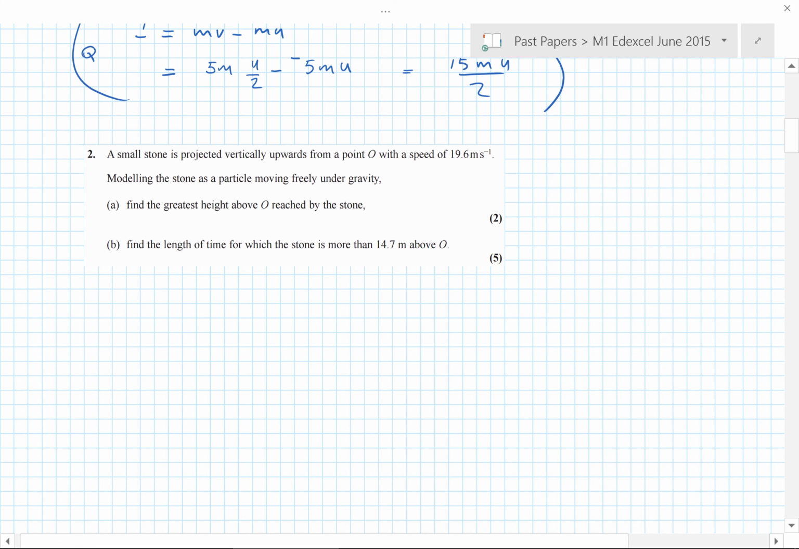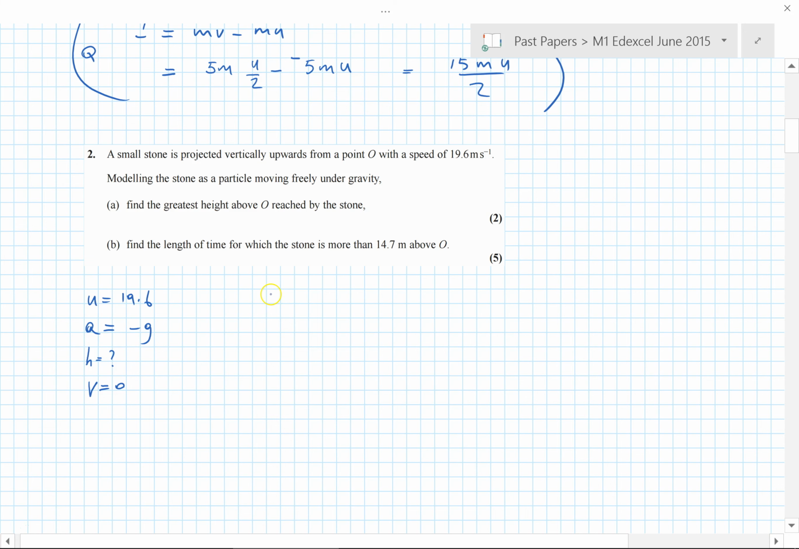Question 2, just a simple vertical motion question using SUVAT. We've got u equals 19.6, and obviously a equals minus g, or minus 9.8, and we want to find the greatest height. That seems to be about it, apart from the fact that at the greatest height we know that v is equal to 0.